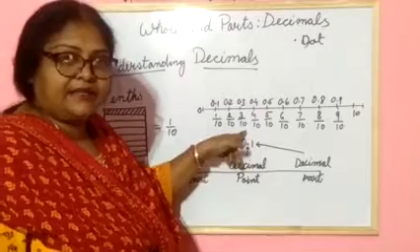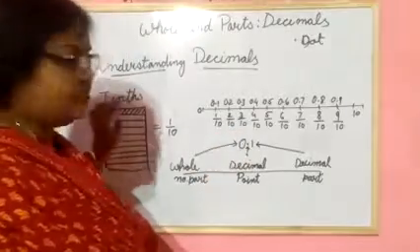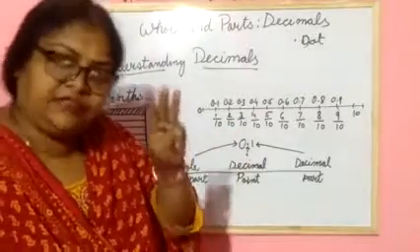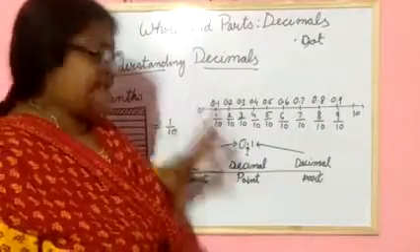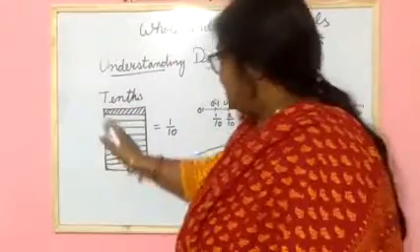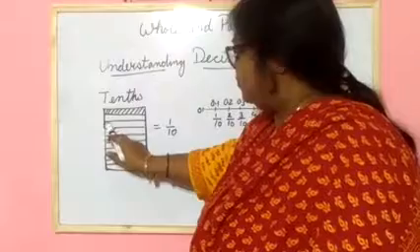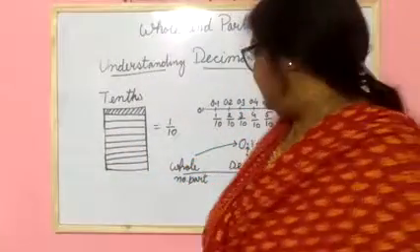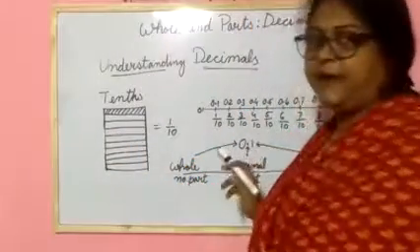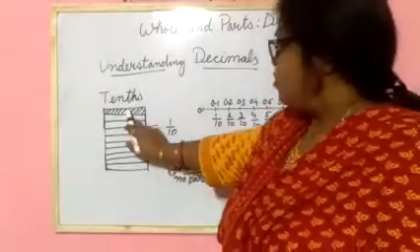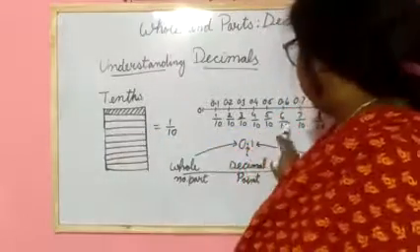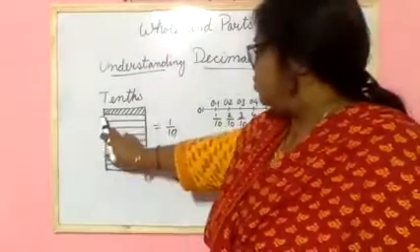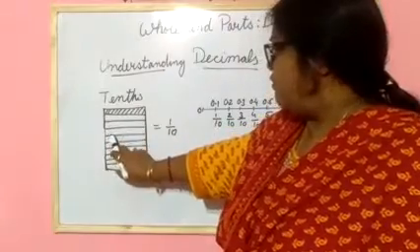It is 3 by 10. That means 3 parts you have to color. The fraction will be 3 by 10. Then if it is 4 by 10, that means how many parts you have to color? 1, 2, 3, 4 parts. Then it will be 4 by 10. 5 by 10, 5 parts. 1, 2, 3, 4, 5.